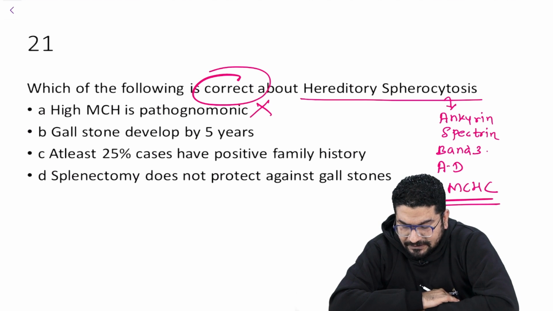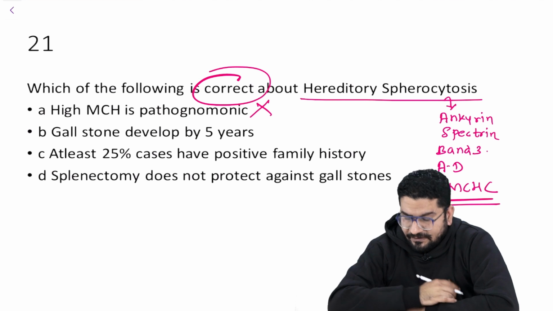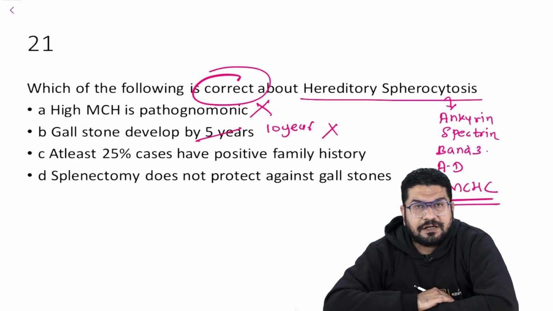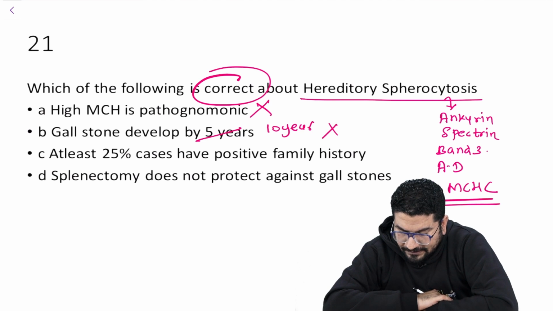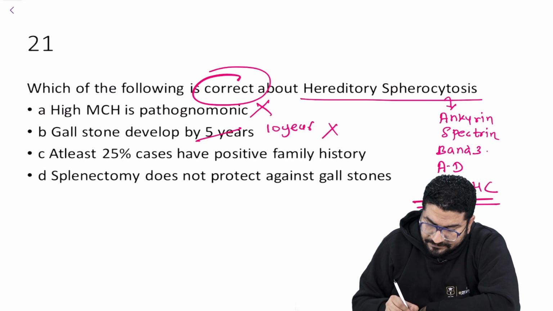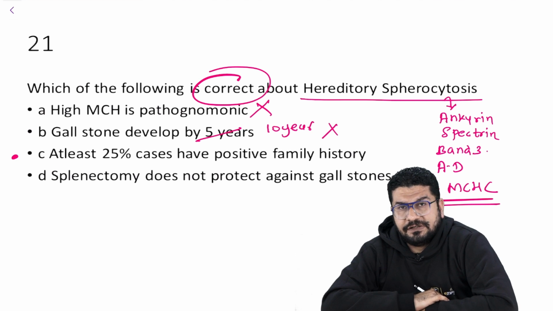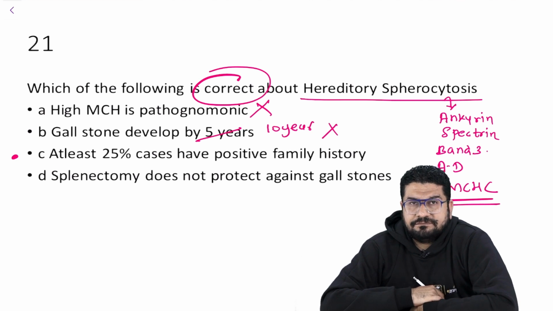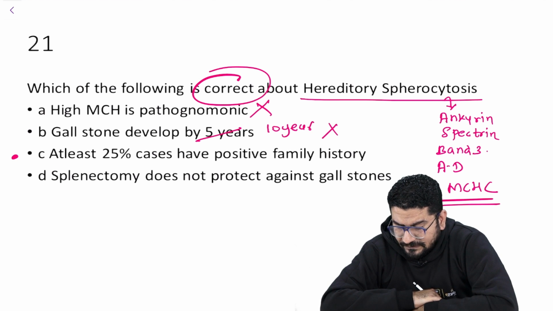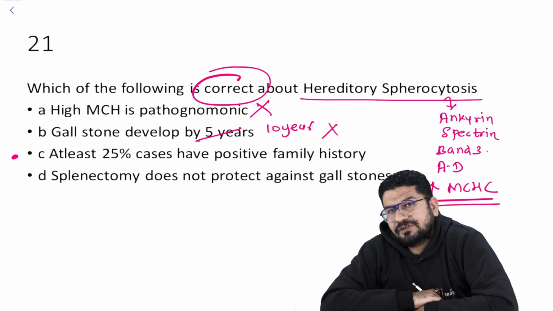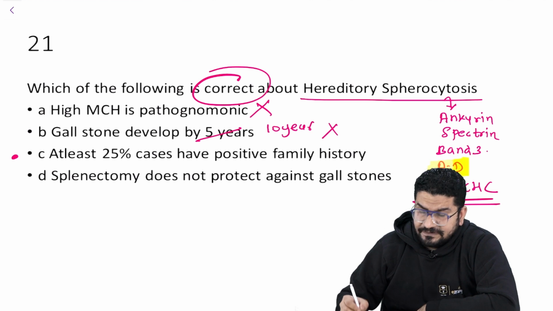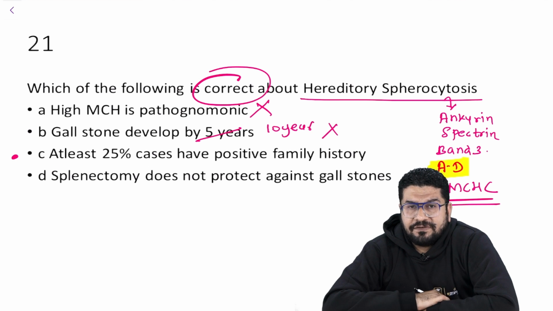What Harrison says is that gallstones will develop in the patient by 10 years. So this is not a correct option; the answer is gallstone by 10 years, not 5 years. Next, at least 25% of cases have a positive family history. That can be, because it is an autosomal dominant condition. This exact percentage is not given in any textbook, but considering the mode of inheritance, we can say 25% can have it.